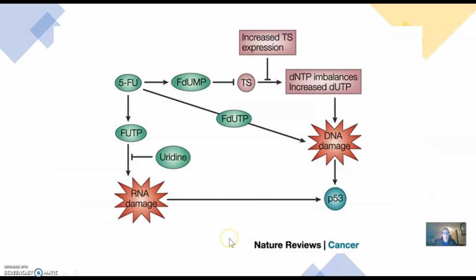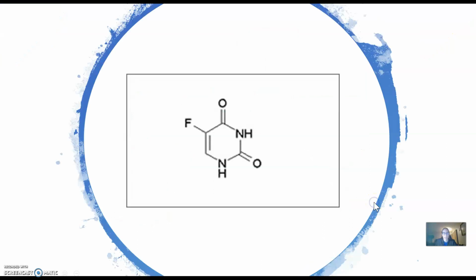There's another diagram I found that's very similar. It shows all the different routes it can take, but eventually it goes into RNA damage or DNA damage. I also found the structure of 5-FU.